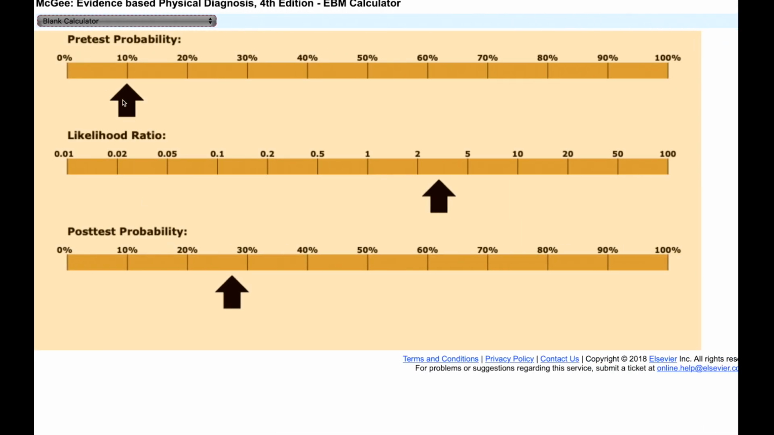Let's kind of reset everything down here. And we're going to move the pretest probability up now to 28% because that's what the person's probability is after they have acute abdominal pain and McBurney's point tenderness. And let's move that likelihood ratio all the way up to 19. And what does that look like? Well, that looks like about 88%.